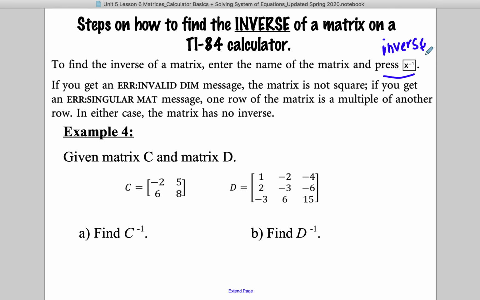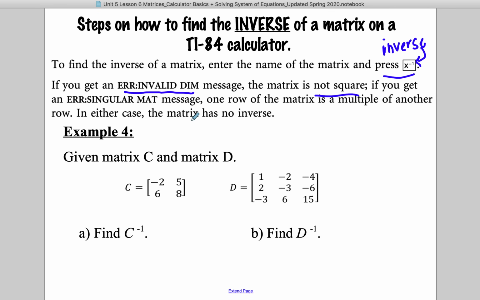So that means the inverse right there. So you're going to find the inverse of the matrix. Same thing with determinant. Remember, if you get error invalid dim, what it means is invalid dimension. What it means is that your matrix is not square. It's not the right size. Okay.